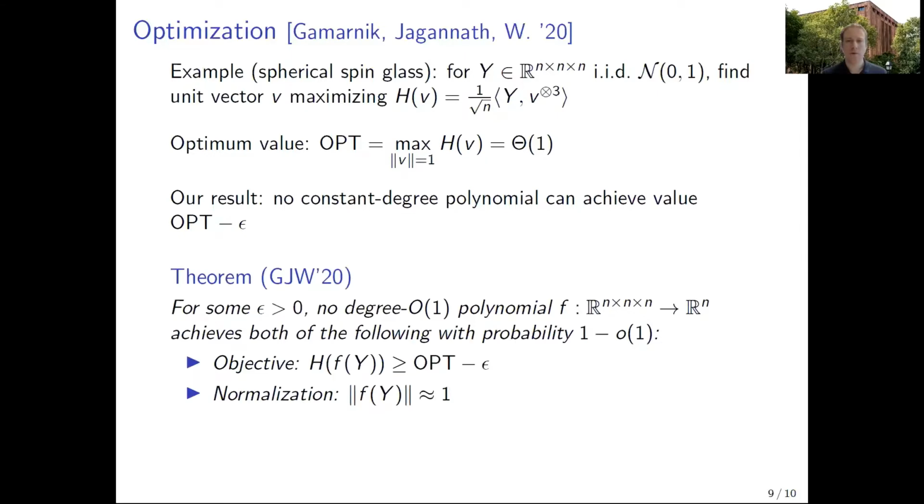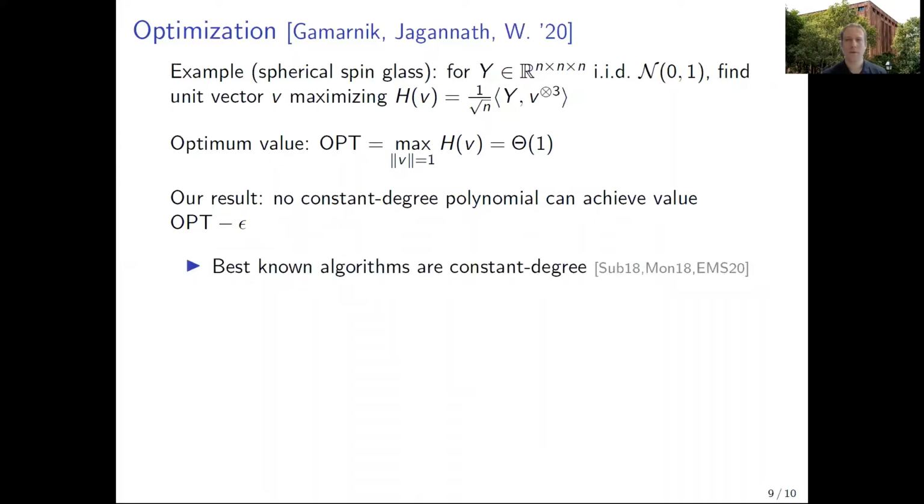More formally, here we're imagining a polynomial that takes in the entire tensor and outputs a vector. And in order to succeed, it needs to satisfy two conditions. First is that it needs to achieve a good objective value, but also it needs to be normalized in the sense that the polynomial's output has norm close to 1 with high probability.